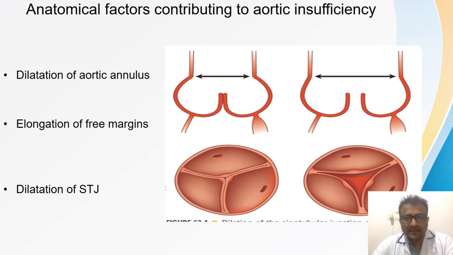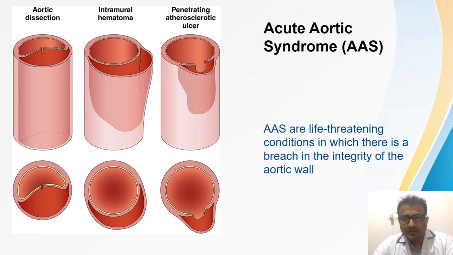Now let's start talking about the aortic dissection. Aortic dissection is a part of the acute aortic syndrome. Acute aortic syndrome is a life-threatening condition in which there is a breach in the integrity of the aortic wall. They can present in one of three forms: aortic dissection, intramural hematoma, or penetrating aortic ulcer. We are particularly interested in the aortic dissection.